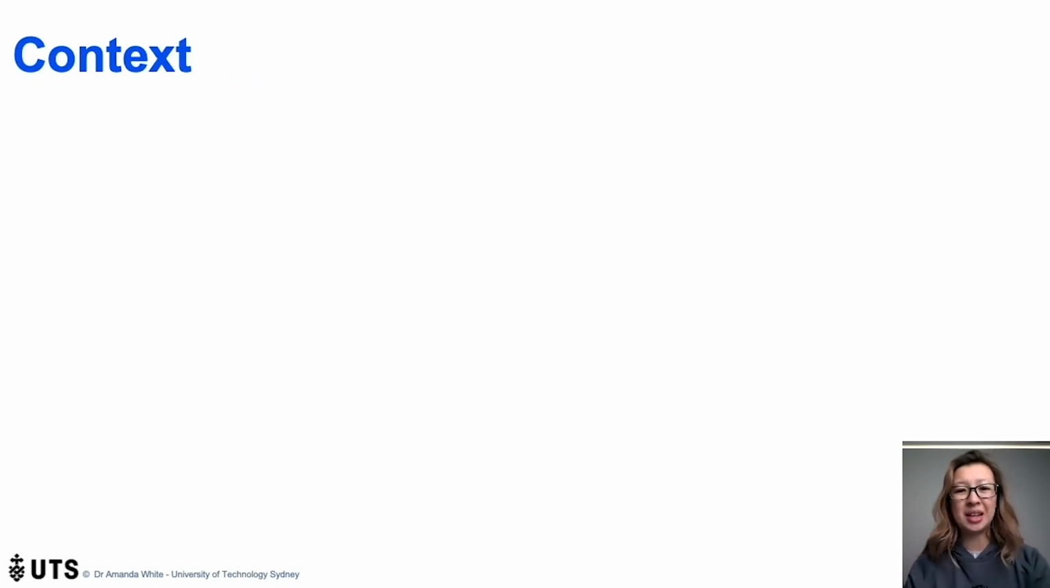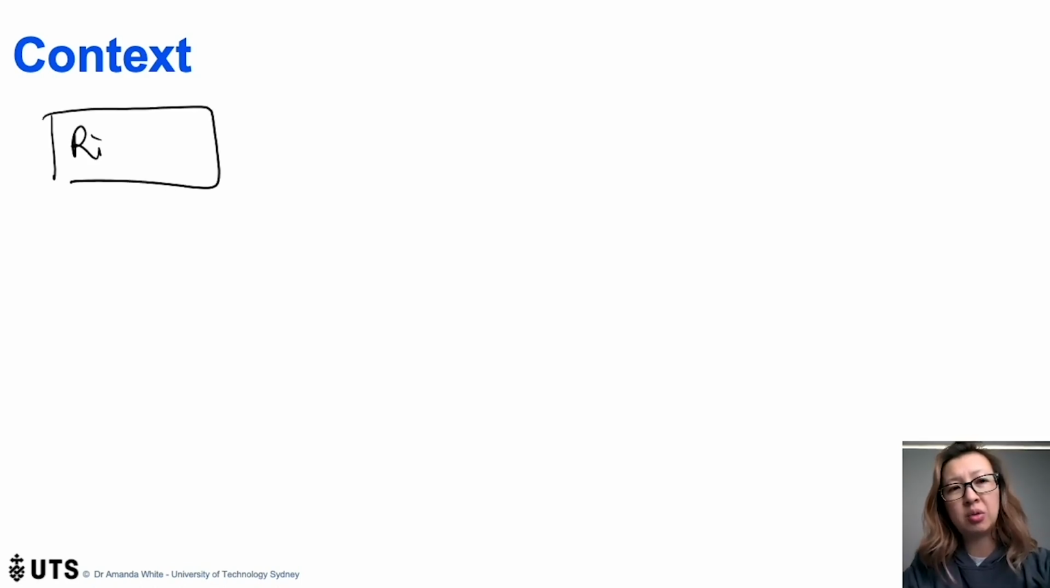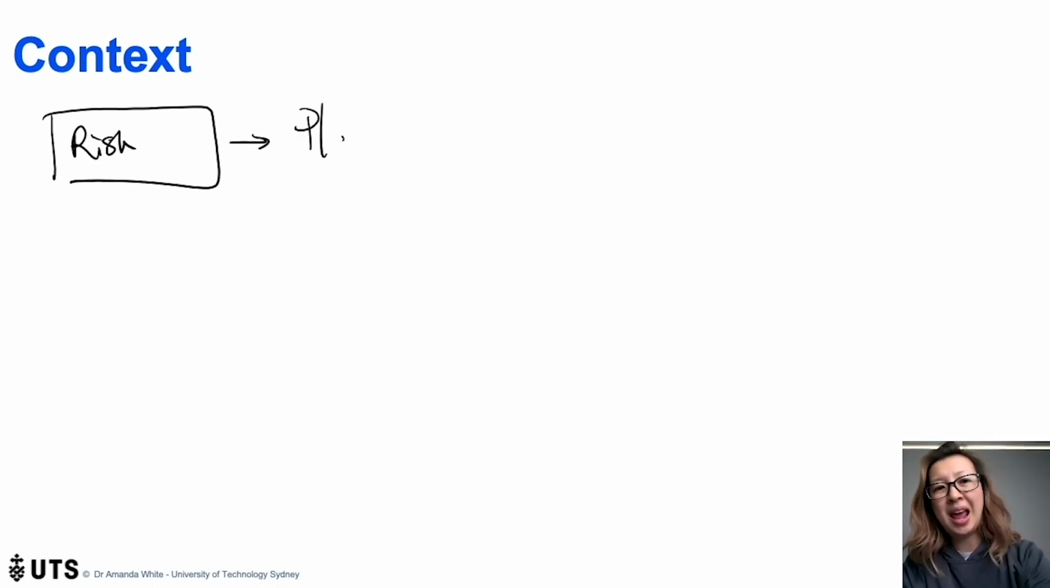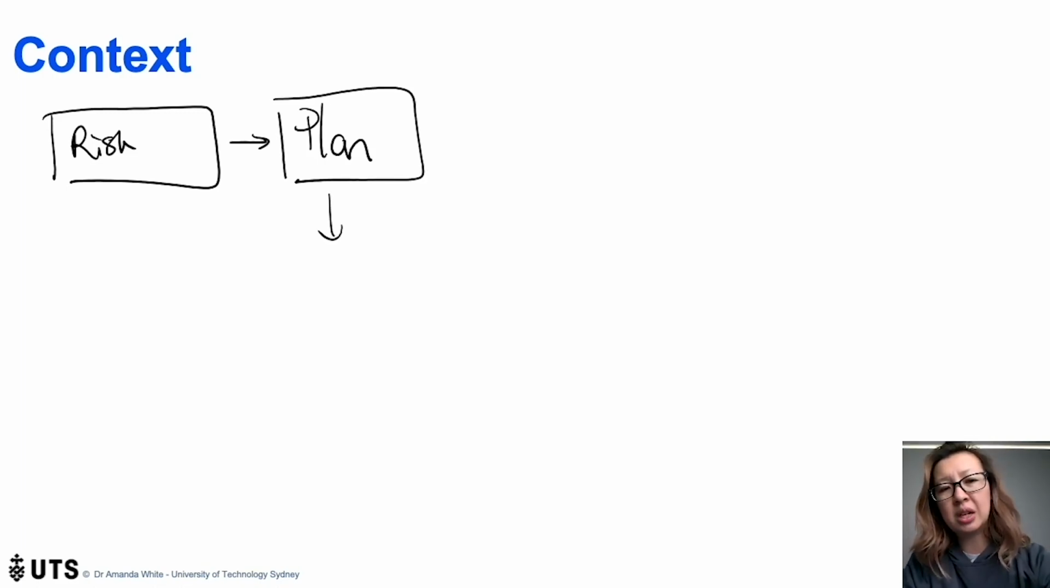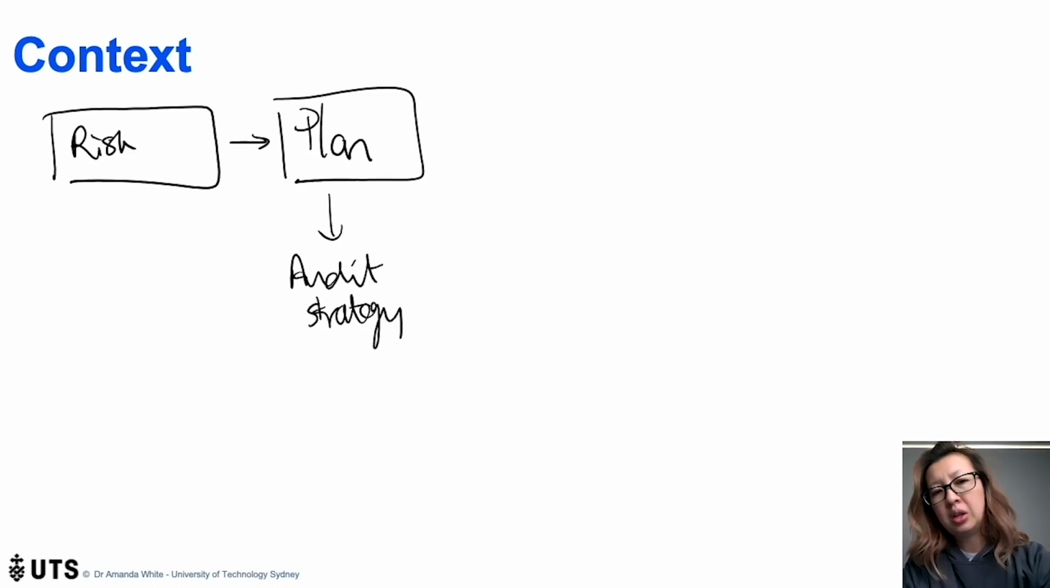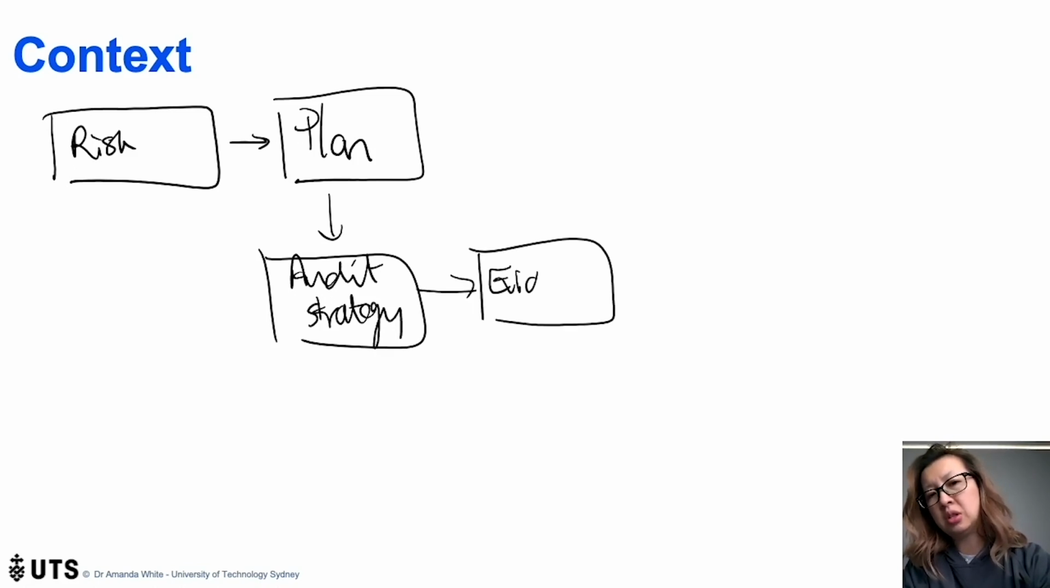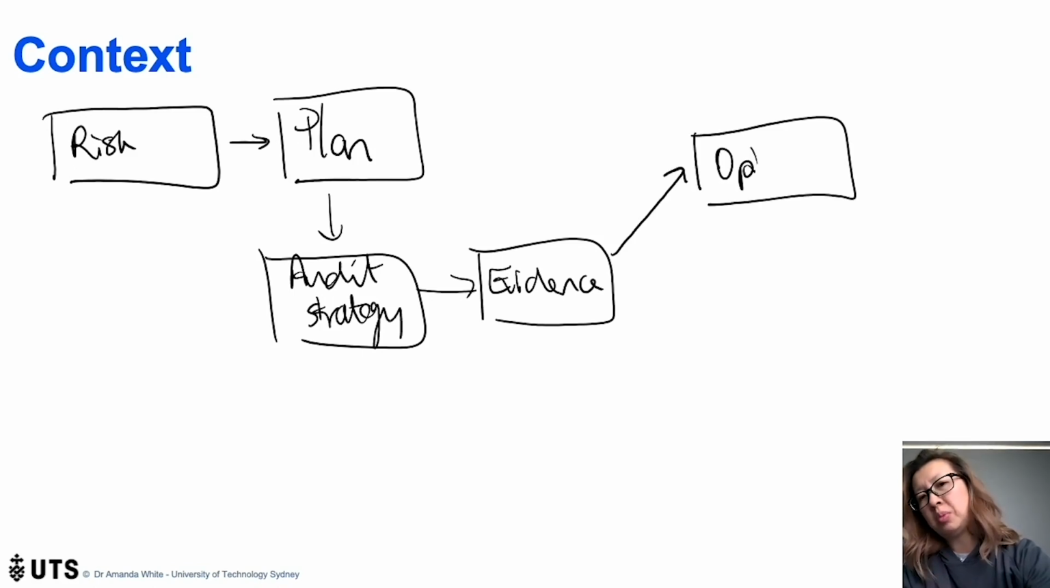So let's look at the context of this week's topic. And I'm going to start from the beginning part of the audit. At the beginning of our subject, we learned that we needed to consider risk. We need to consider risk in helping us plan out our audit. And our plan will be to give us some sort of audit strategy that allows us to collect audit evidence that we're going to use to generate our audit opinion.